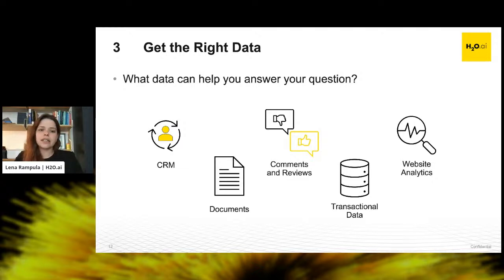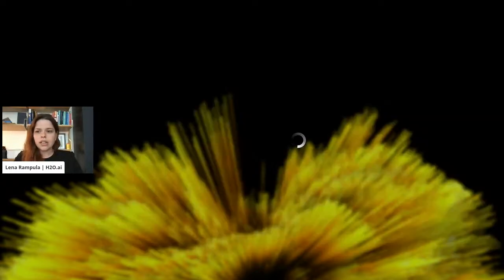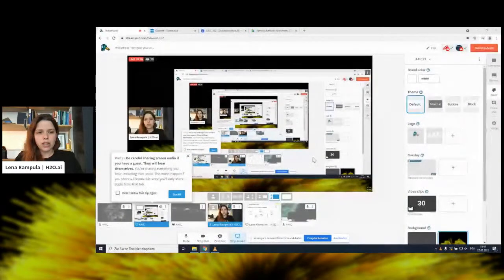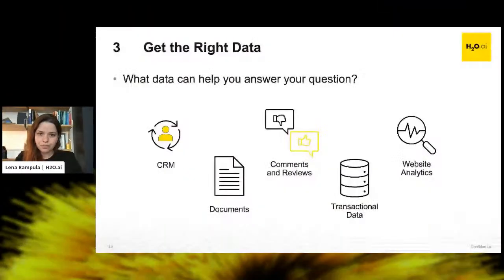If you are looking at a completely new question and you don't have an existing process for answering that question in the company, try to think about what you would need to do if you wanted to answer that question by yourself, right? So for example, if you're looking at detecting churn, what information about the customer would you need to collect to be able to guess if they may leave or not.